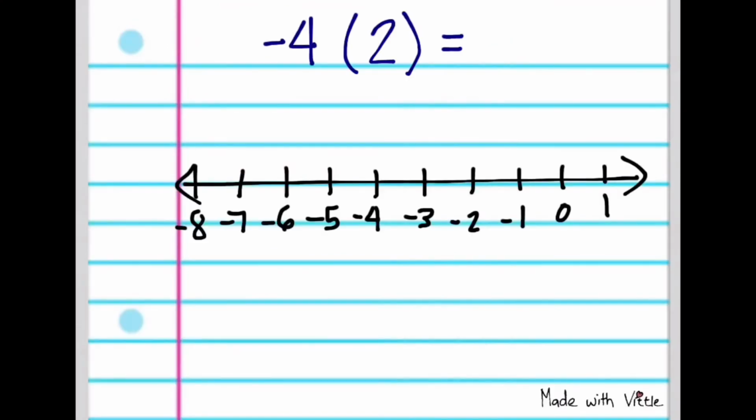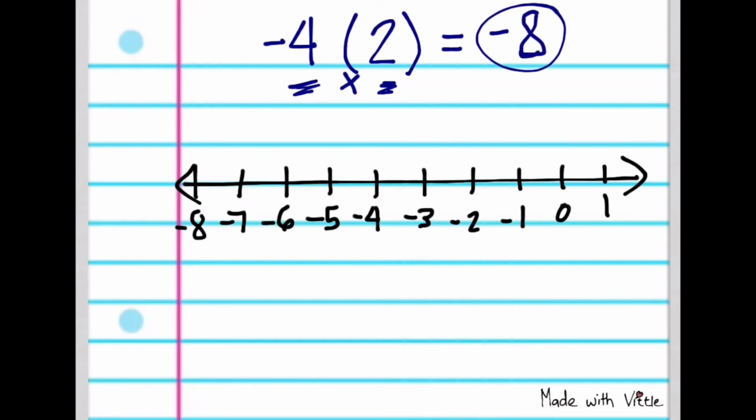Here is another example. Negative 4 times positive 2. And you know the rules, right? Different signs that you're multiplying or dividing, the answer will have a negative sign. And 4 times 2 is 8, therefore our final answer should be negative 8.